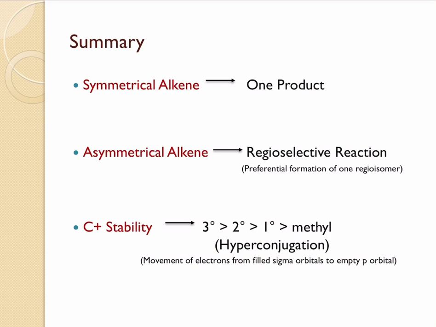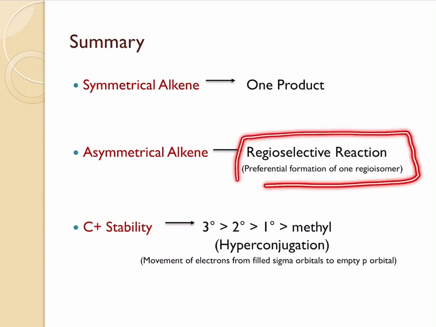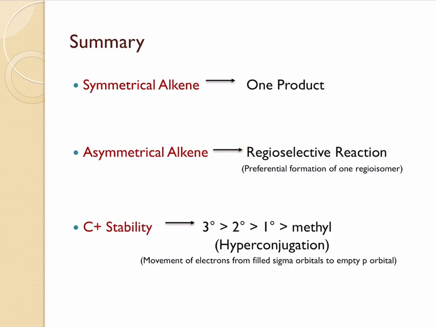To summarize, electrophilic addition of a symmetrical alkene is going to give us only one product, whereas an asymmetrical alkene is going to give us more than one product, and it is a regioselective reaction, which means there is preferential formation of one regioisomer. And the stability of the carbocations is going to follow this order, where the tertiary is more stable compared to the secondary, primary, and methyl. And that is because of the hyperconjugation, which is basically the movement of the electrons from filled sigma orbital to empty p orbital.